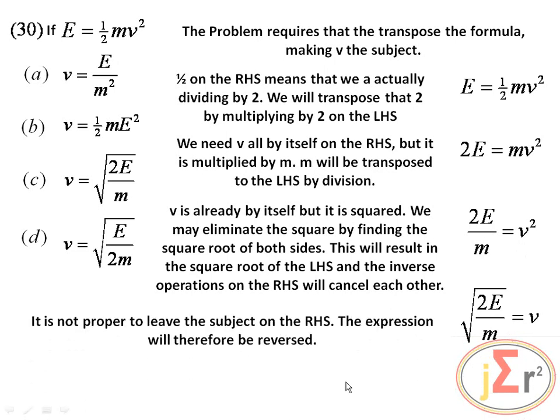It is not proper to leave the subject on the right hand side. The expression will therefore be reversed, and we will reverse the expression. V is equal to the square root of 2E over M, and no doubt is represented by option C.